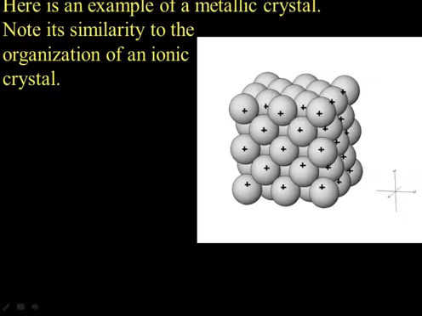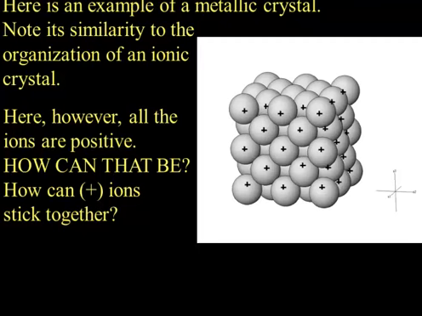Shown here is an example of a metallic crystal, and the metals are formed as we discussed in the previous slides. Note this is very similar to the organization of an ionic crystal. They all have positively charged ions, but in this case we do not have negatively charged ions to counter the positively charged cations. When all the ions are positive, as shown here, how could that be? Because they are going to repel each other.